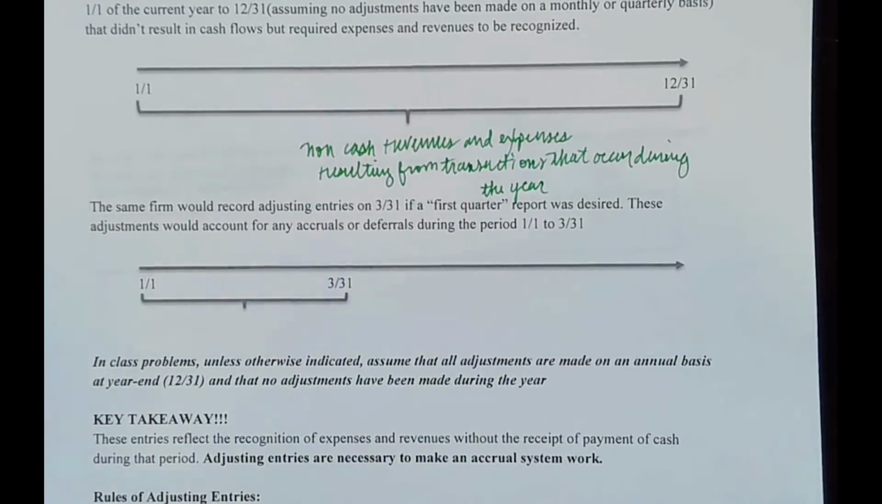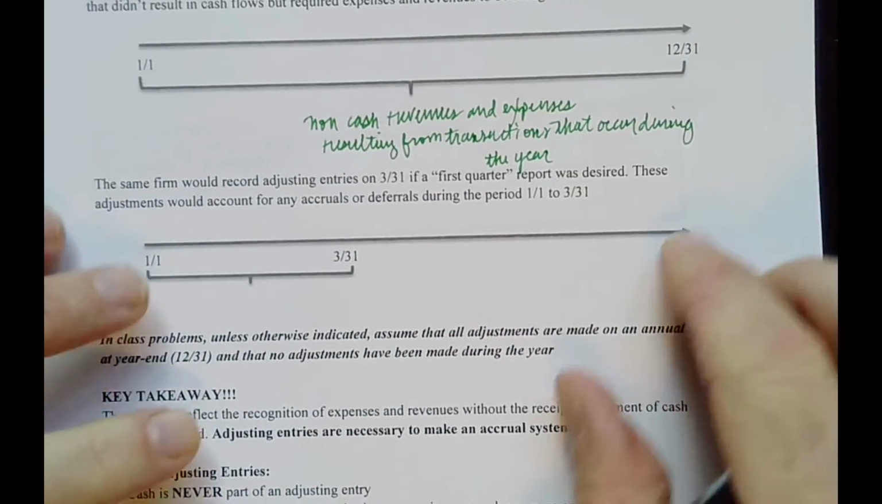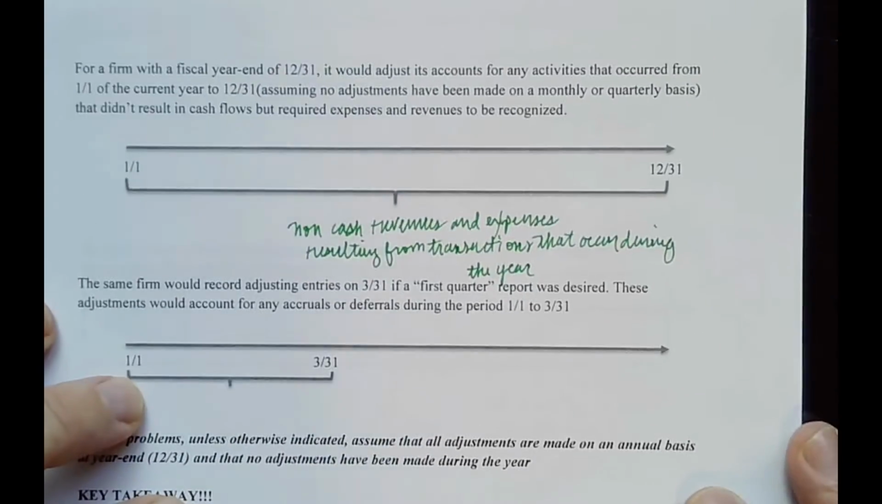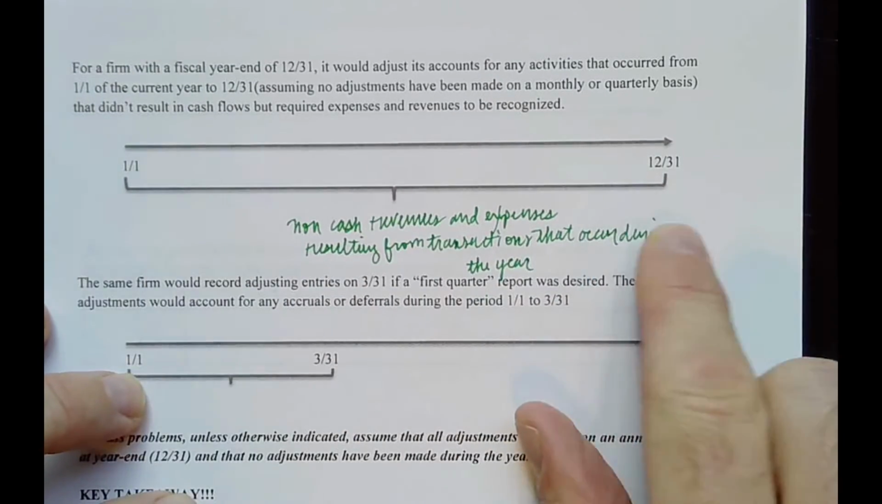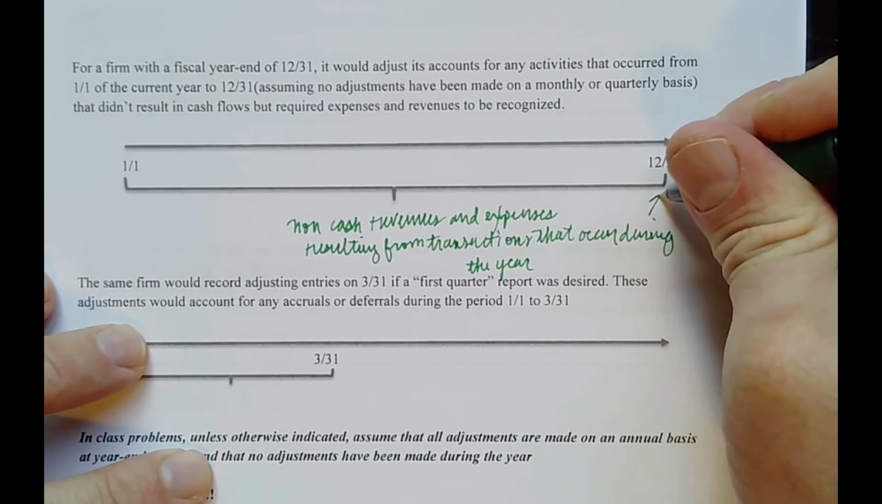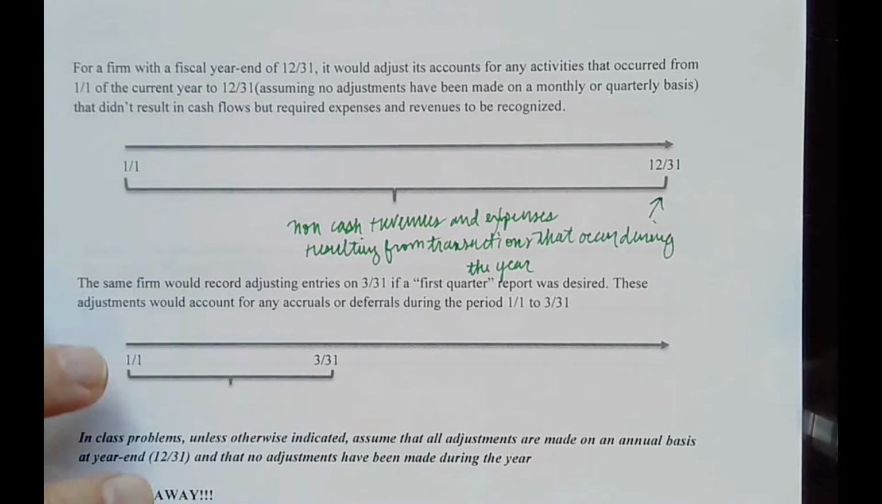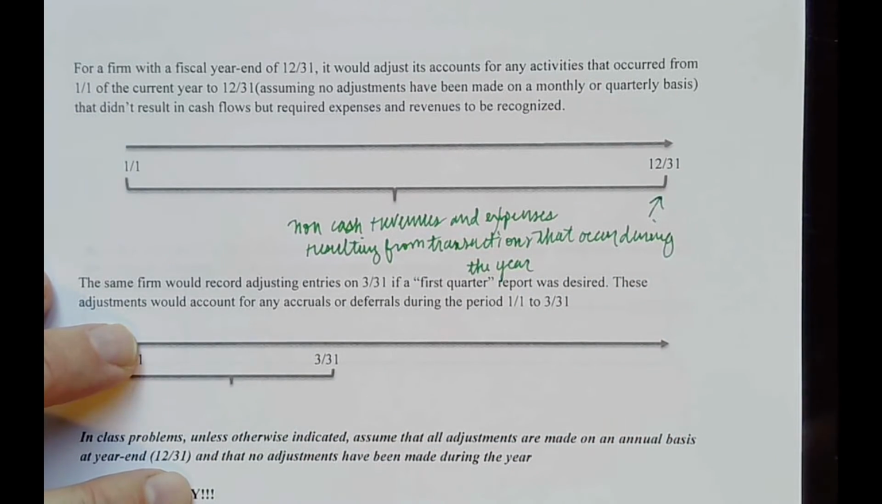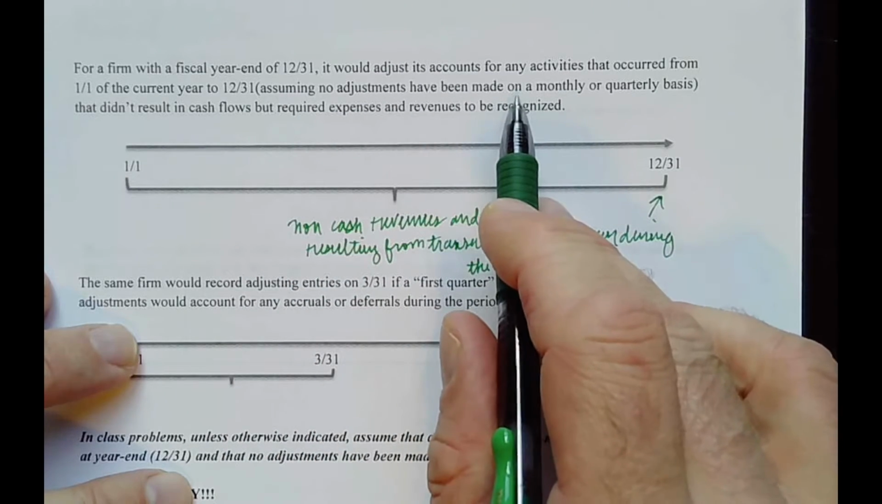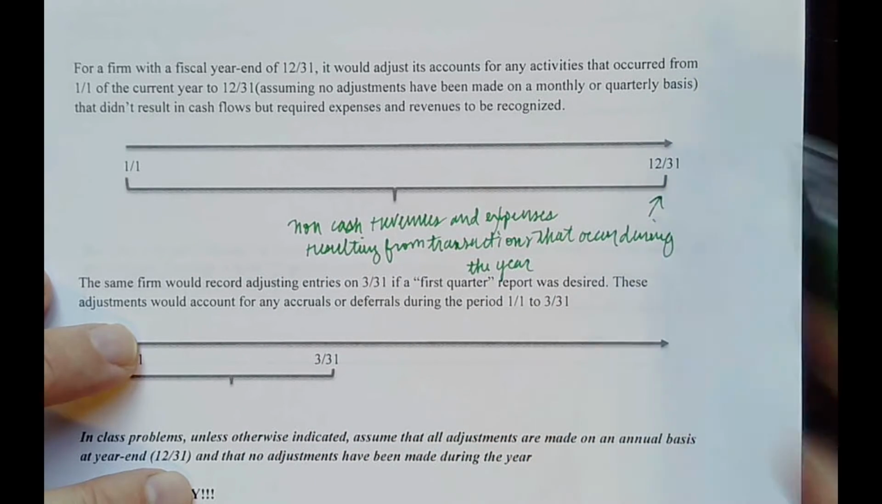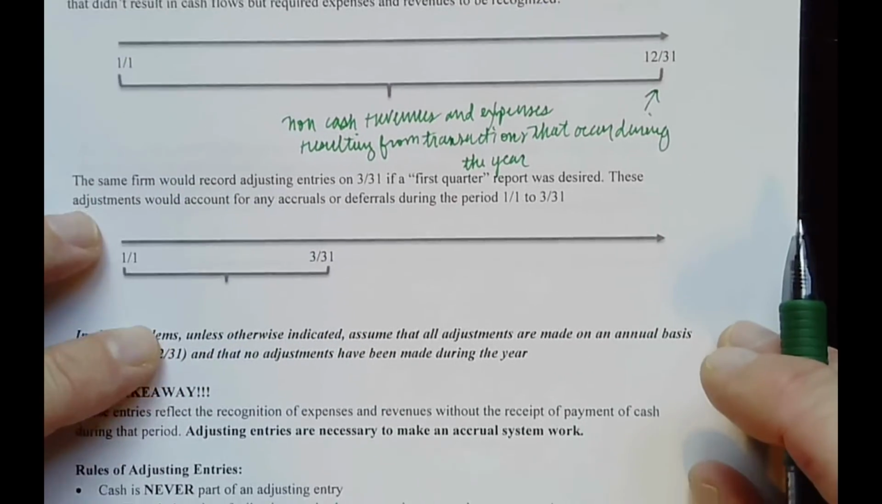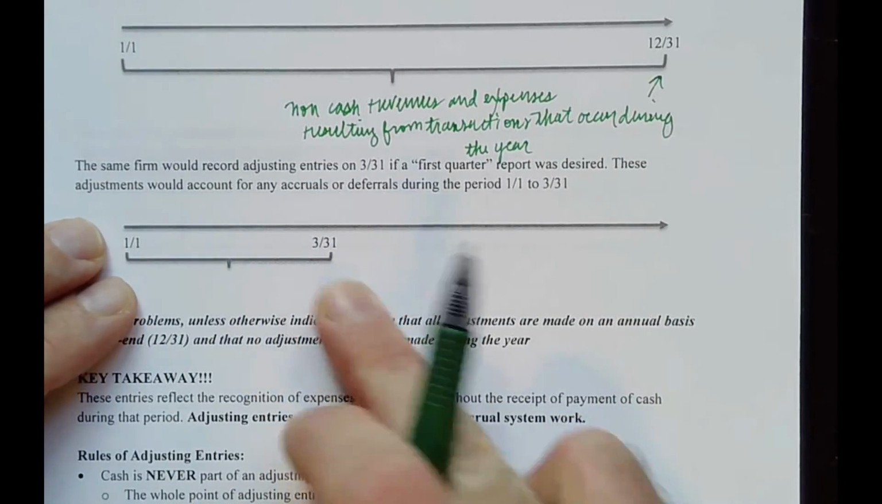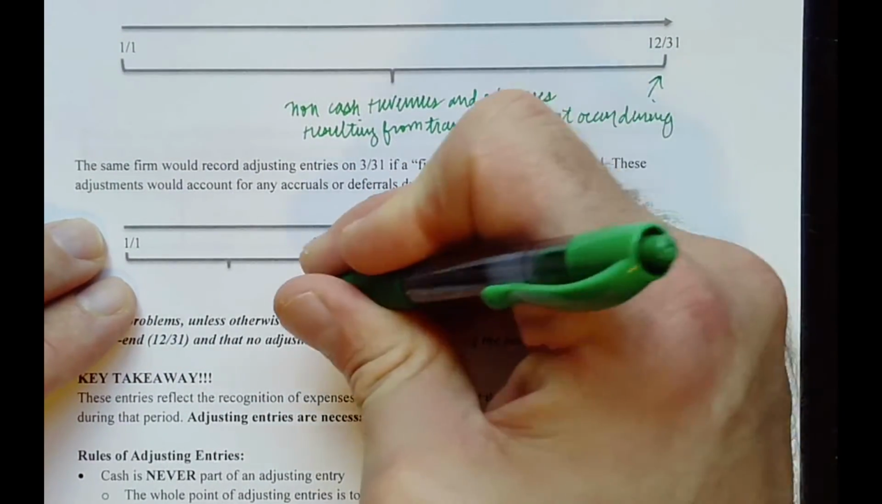Now, this is a full year. If we're going to make all of these adjusting entries at the end of the year for things that happened during the year, then we're assuming no adjustments have been made on a monthly or quarterly basis. Some companies might stop at the end of every quarter and make their adjusting entries on 3/31.